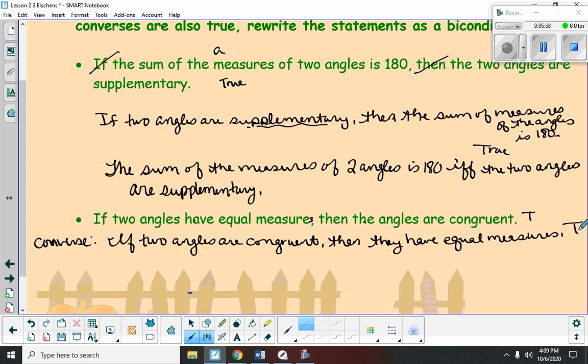And it doesn't matter which one we choose. This time, I'll take the converse. Get rid of the if, get rid of the then, and we're going to put if and only if in the middle. Two angles are congruent, and you know what? When you have a word like this, to shorten our writing, you can just put the symbol in there like that. Remember, that means congruent. You have the little squiggle line on top of the equal. If and only if they have equal measure.